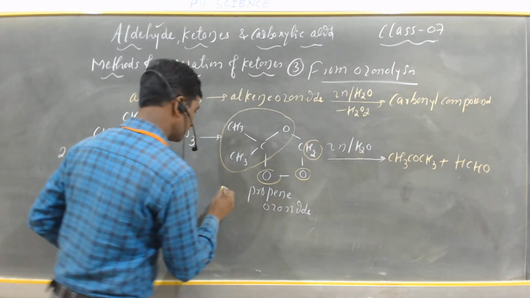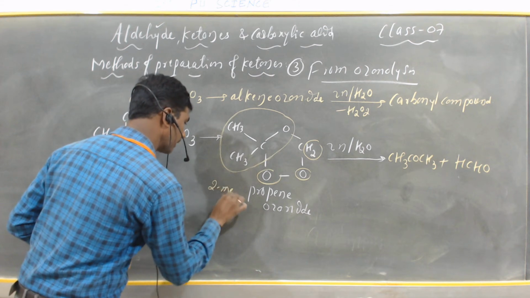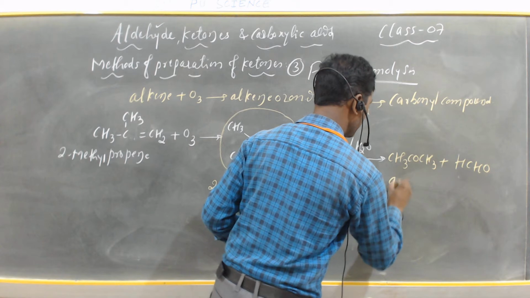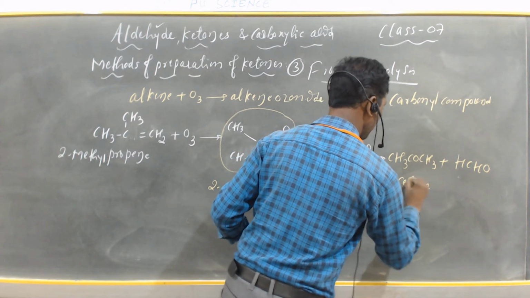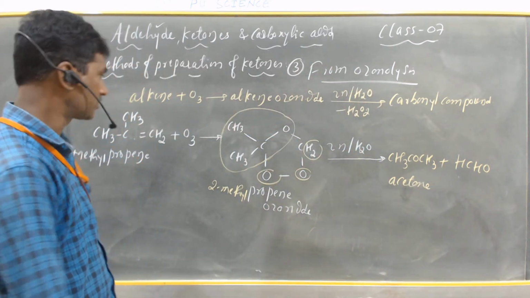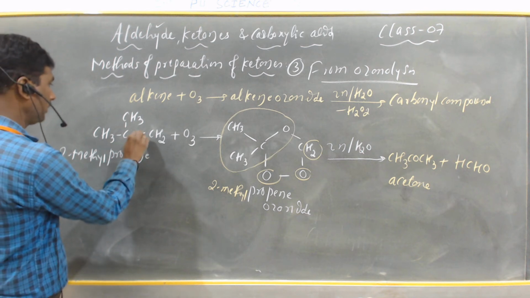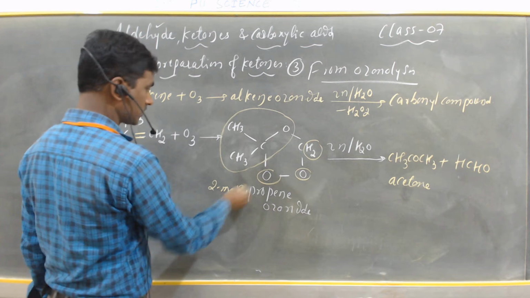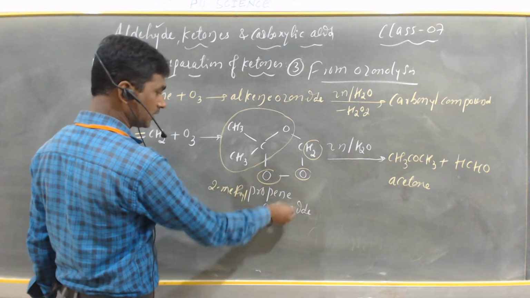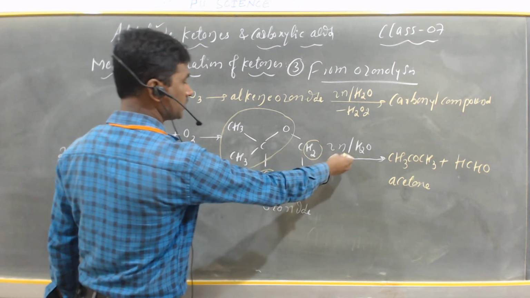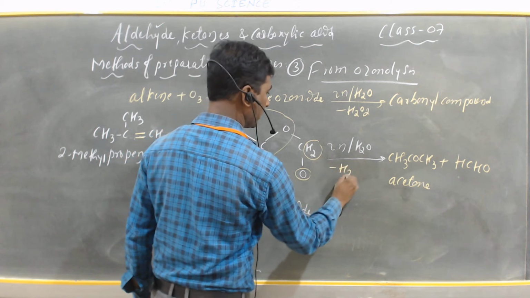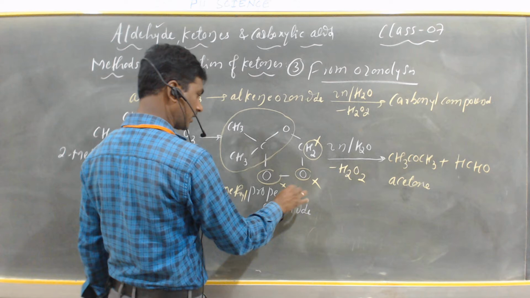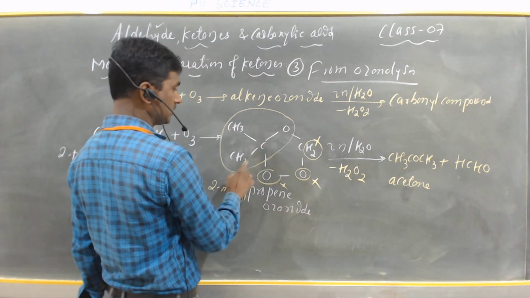So it is called 2-methyl propane ozonide. Finally, it gives what? Acetone. So 2-methyl propene reacts with ozone and gives ozonide. This is 2-methyl propene ozonide. On hydrolysis with zinc, you have to remove H2O2. So finally it gives CH3COCH3.